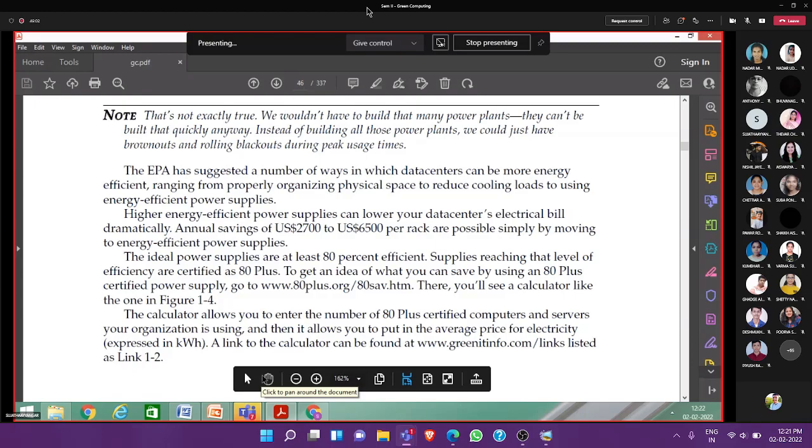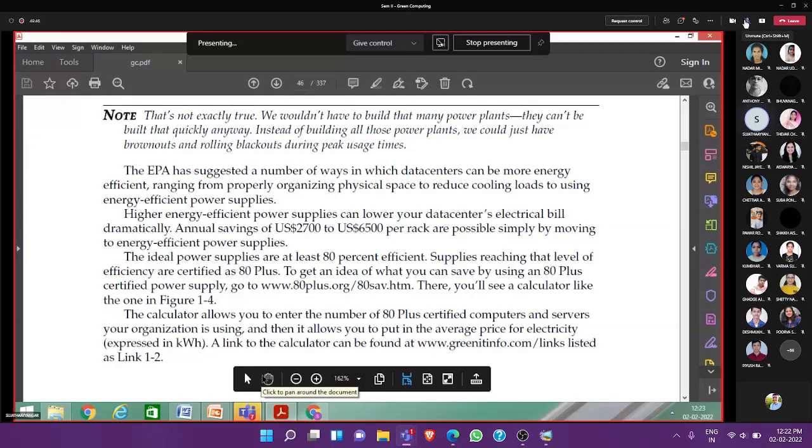For that reason, higher energy efficient power supplies can lower your data center's electricity bill dramatically. The same example which I gave you all, LED light use करो, okay. फिर LED light investment ज़्यादा होगा, but later on it will give less electricity bill. So annual savings of US dollar 2,700 to US dollar 6,500 per rack are possible simply by moving to energy efficient power supplies. The ideal power supplies are at least 80% efficient. Supplies reaching that level of efficiency are certified as 80 plus.